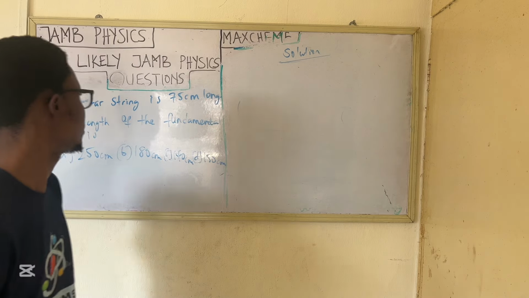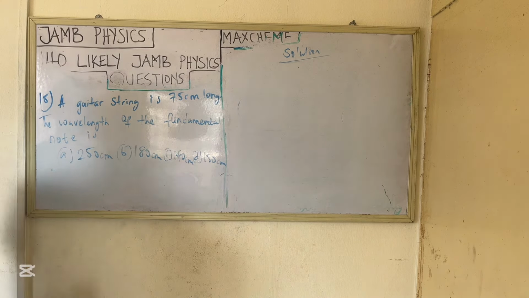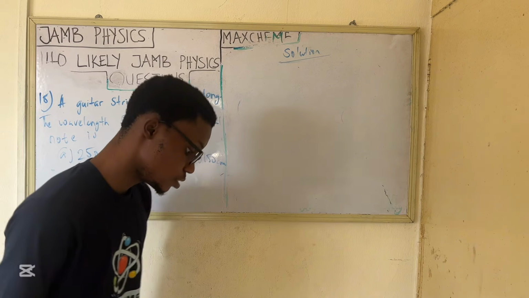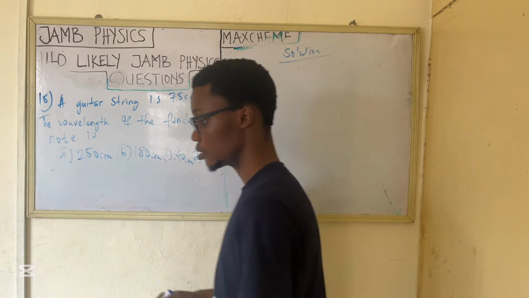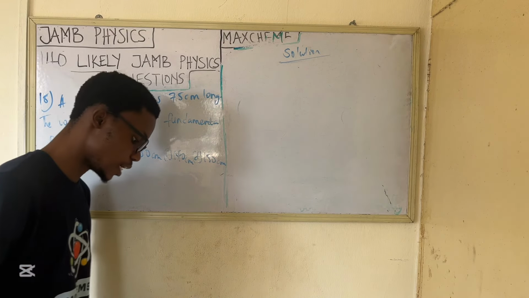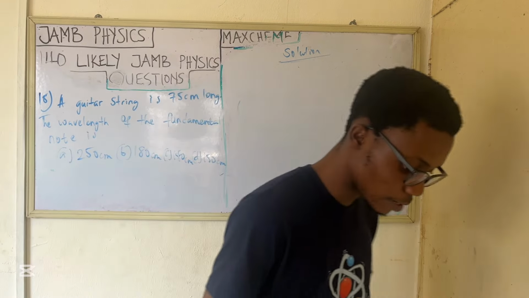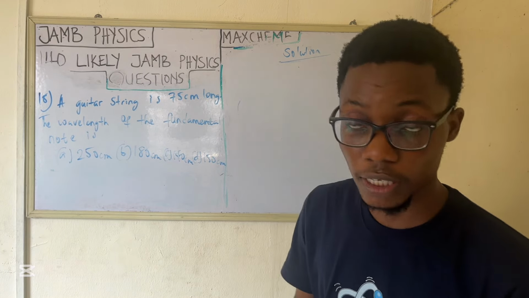Question 18. A guitar string is 75 centimeters long. The wavelength of the fundamental note is. Now, this question is very, very simple, but you'll find it difficult if you don't know the basics. Are you getting me now? The basics, like when it comes to vibrating strings, what are the fundamental notes?